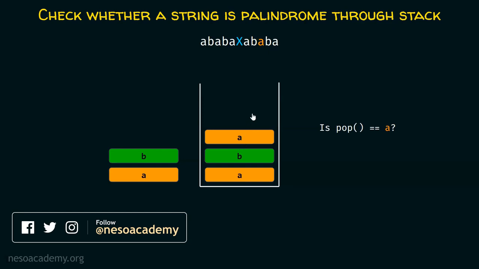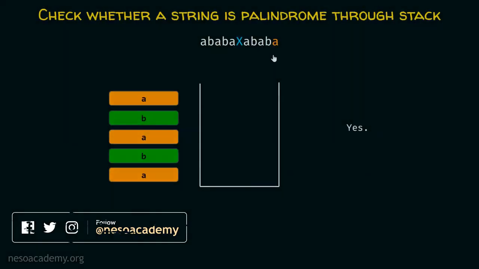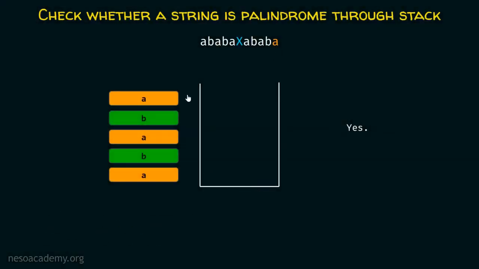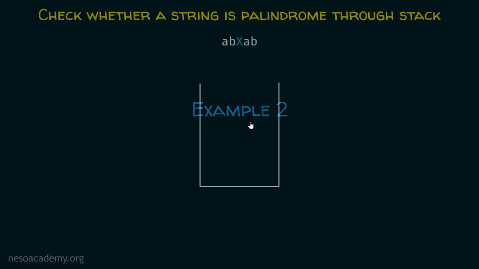Again, they are equal. Therefore, do nothing. Just continue. Is this character equal to this character? Do nothing. Continue. Is this character equal to this character? Yes, of course, they are equal. Continue. Now you can see the current status of the stack. The stack is empty. Therefore, the given string is a palindrome. The idea is simple, right? Now, let's see one more example.